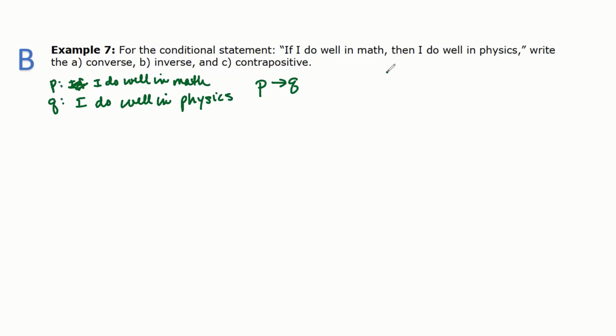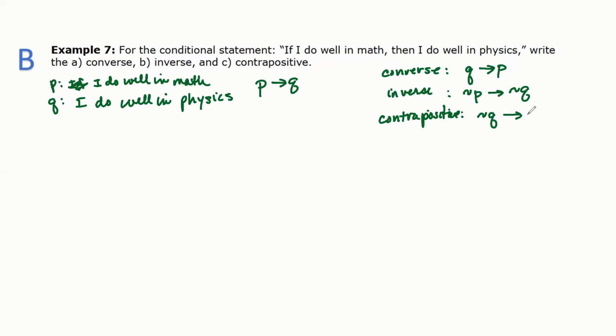Let's remember that the converse is if Q, then P, or Q implies P. The inverse is if not P, then not Q, just negating both. And the contrapositive is both negation and switching order. So if not Q, then not P.